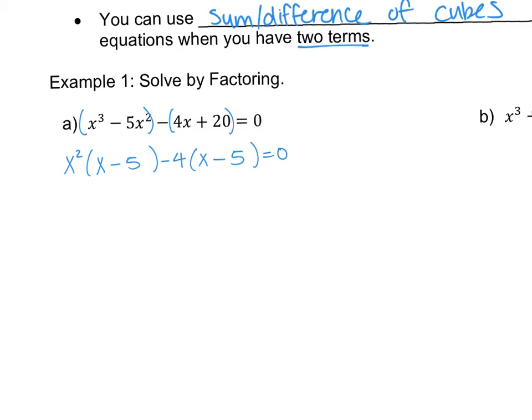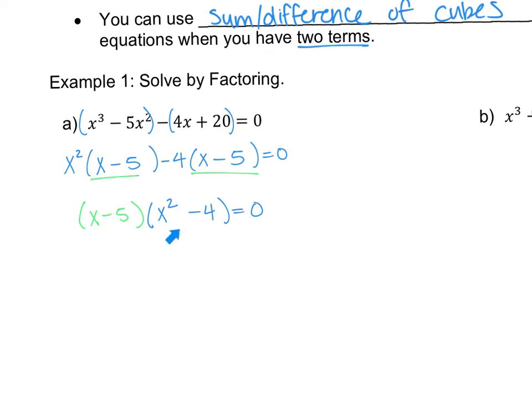Now this side's still going to stay 0. But I want you to notice that both of them have an x minus 5, so you can pull that out. But you leave behind an x squared and a minus 4. So you left behind an x squared and a minus 4, so we're going to always put that in another parentheses to show us what is left over. Notice how you have now 2 factors, and this is good.